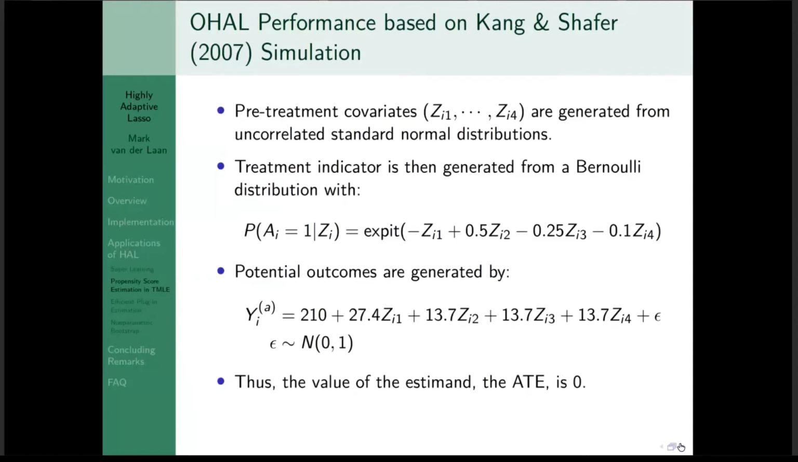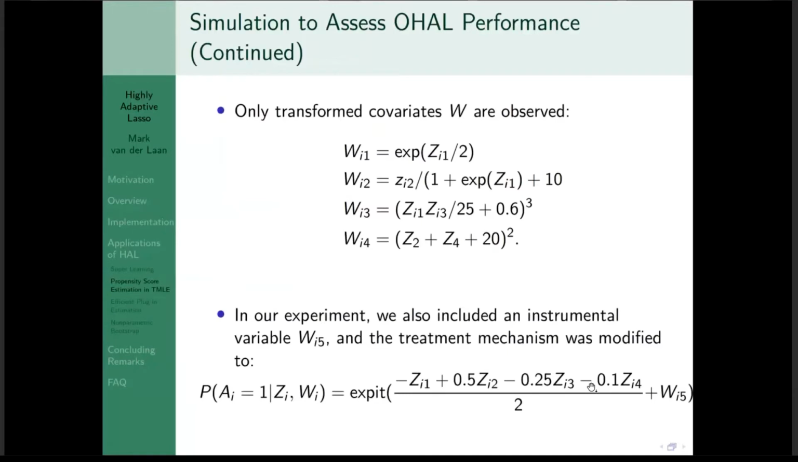But then the observed covariates are not these covariates. They are complex functions of these covariates. And here they are written down. So these are not simple functions to learn. And so at the end, all you have are these W's.